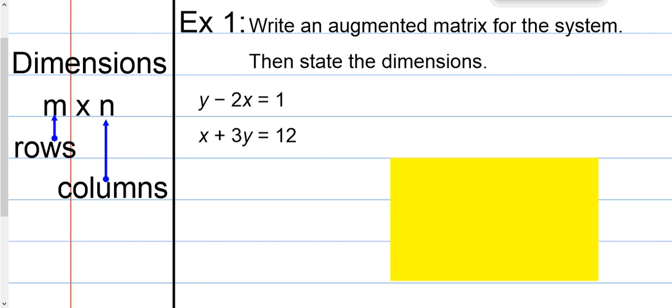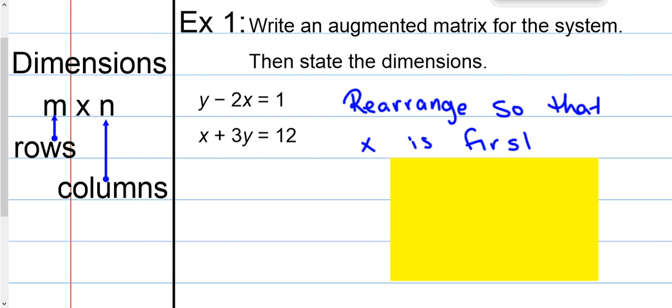So before we can get started writing an augmented matrix, we need to rearrange so that the x is first. And the way that we're going to do that, right here, we're just going to switch the place of the x and the y. So let's rewrite that as negative 2x, because the negative must go with the whole term. The y is positive, so plus y equals 1. And then x plus 3y equals 12.